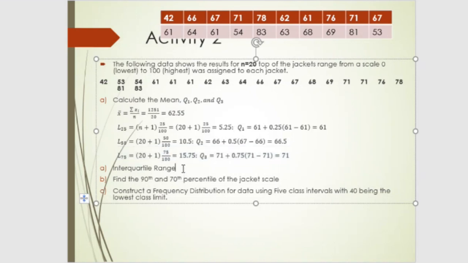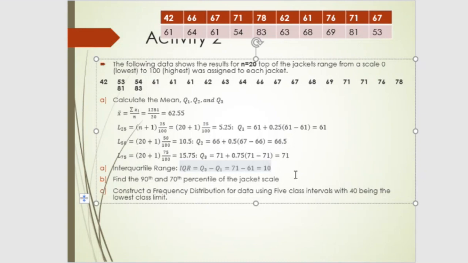So now the interquartile range, which is the difference between the two, let's call it IQR, is the difference between Q3 and Q1. So which is 71 minus 61, which is 10. All right, thank you. So this is the interquartile range. At least it's only 10, which is acceptable.